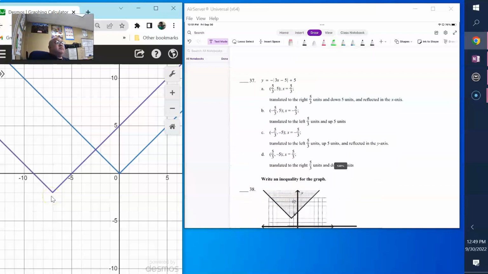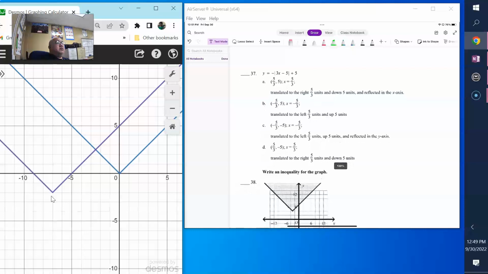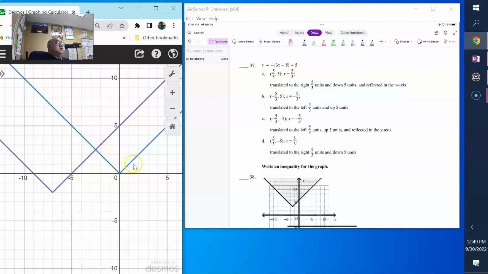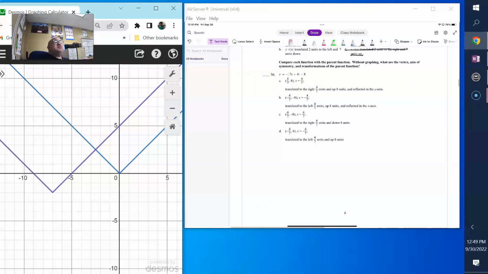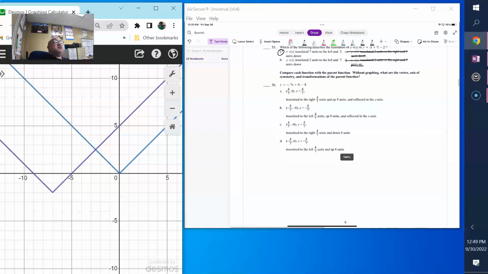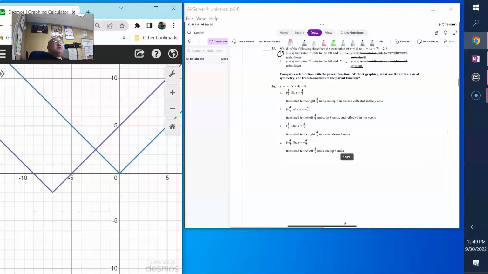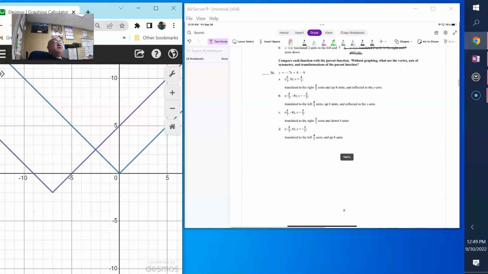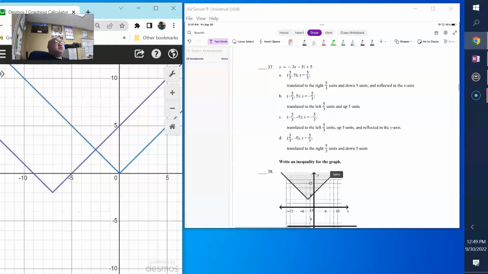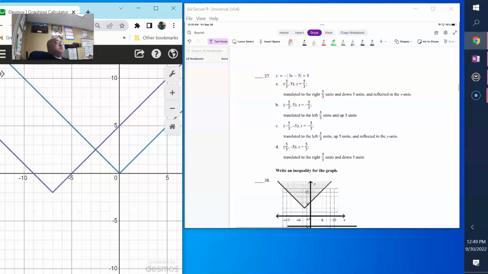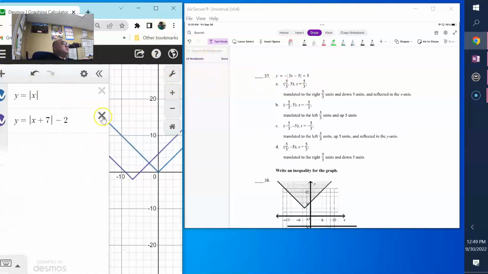37. Interesting, I think for 37 it has the same instructions like 36. It says compare each function with the parent function without graphing: what are the vertex, the axis of symmetry, and the transformation of the parent function. So what I'm going to do is type this into Desmos.